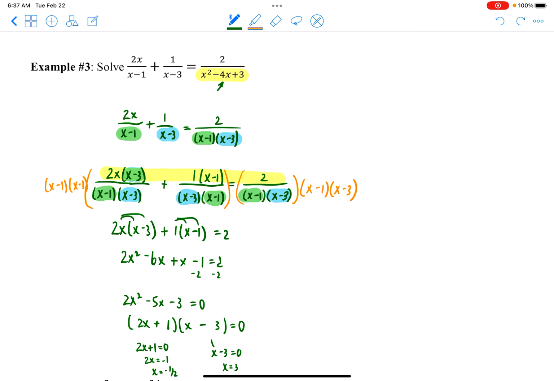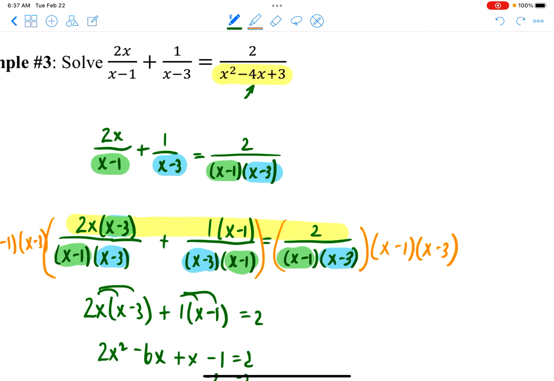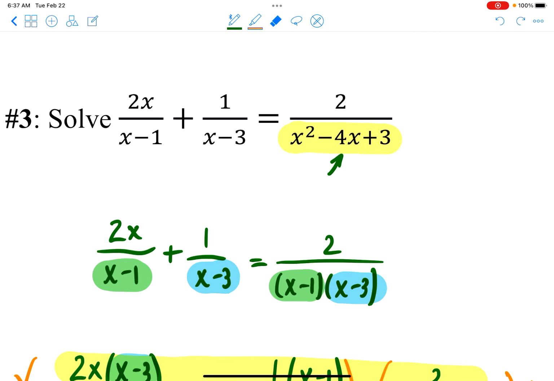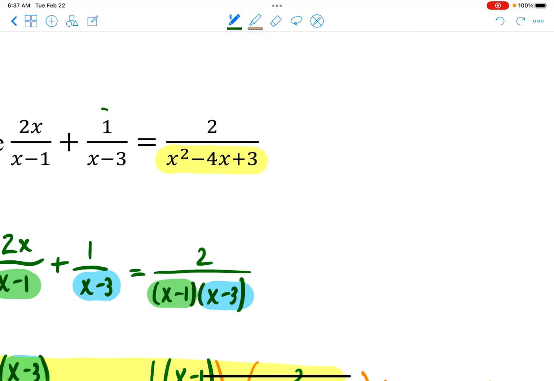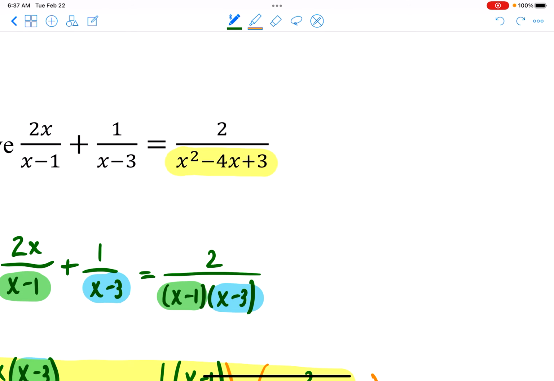So if you plug in negative 1/2, if you just trust me here, it does work. It actually works. If you plug in negative 1/2 here, here, here, here, and here, it does work. However, if you plug in 3, it does not work. And why is that? It has to do with this guy right here. So we can do 3 here on the first fraction. 2 times 3 over 3 minus 1, that's fine.